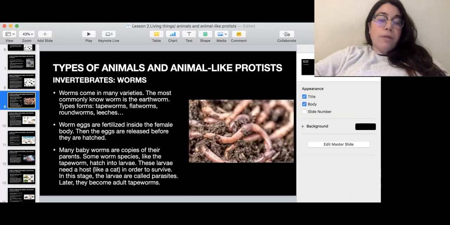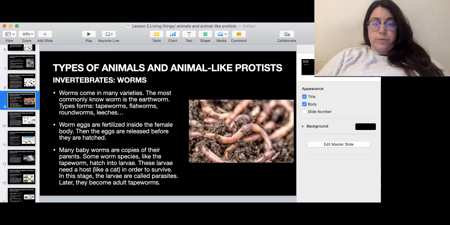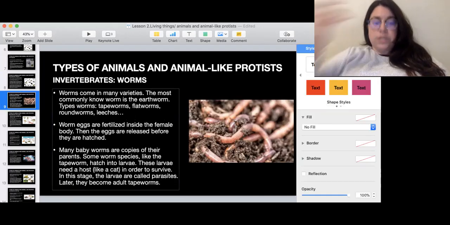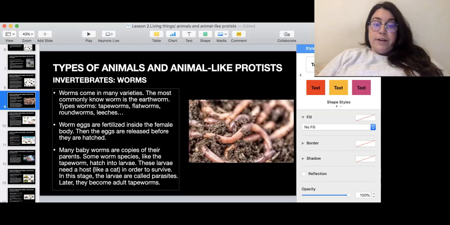And then we have another type of invertebrates called worms. Worms come in many varieties. The most common one that we know is the earthworm, but there are different types of worms, like tapeworms, flatworms, roundworms, leeches. Worm eggs are fertilized inside the female body, and then the eggs are released before they're hatched.